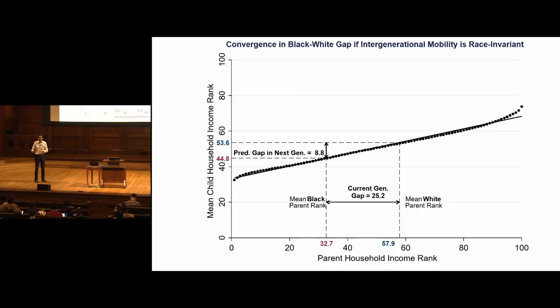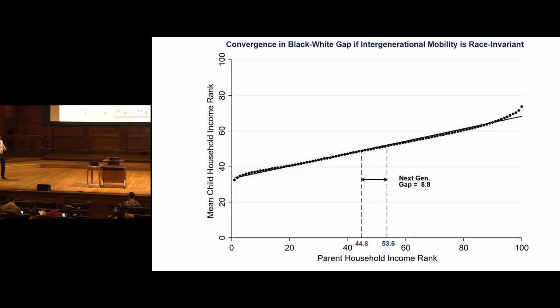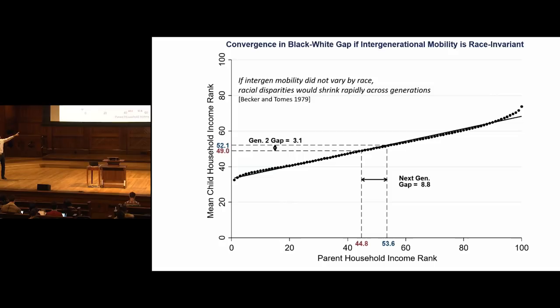Now, that's a very powerful dynamic force because it compounds over generations. So if we run this forward one more generation, so imagine now we're looking at the grandkids. They're starting out with a gap of 8.8. Do the same exercise. The predicted gap in generation two now shrinks down to just 3.1. Okay, so what that says is within two generations, if rates of intergenerational mobility were the same for Blacks and whites, the gap would shrink from 25, very large, down to 8.8, down to 3.1.